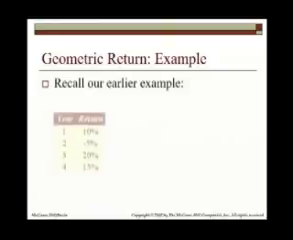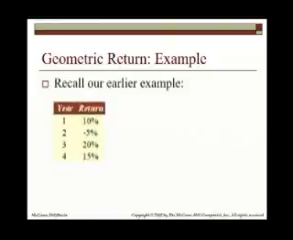You recall from the earlier example we had 10, minus 5, 20, and 15. And if I just do this in my head, plus 10 minus 5 is plus 5, and 20 is 25, and 15 is 40. And if we divide by 4, the average return was 10, the arithmetic average. Now let's do the geometric average.